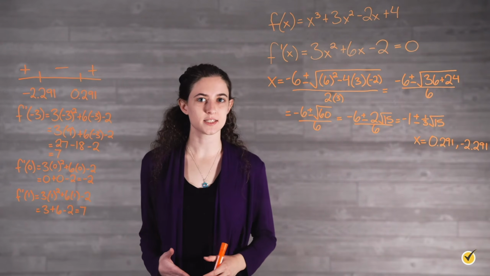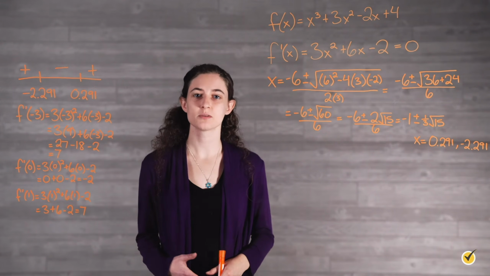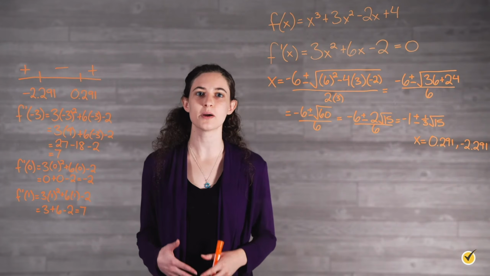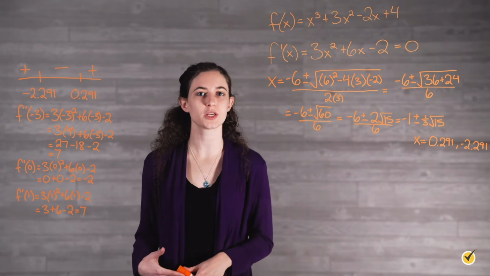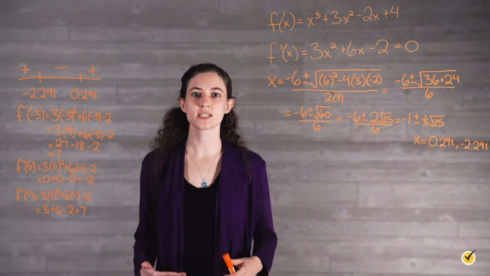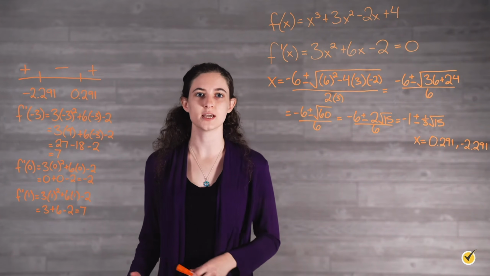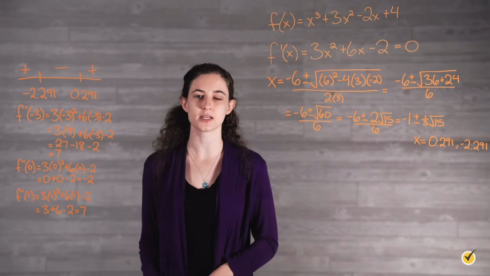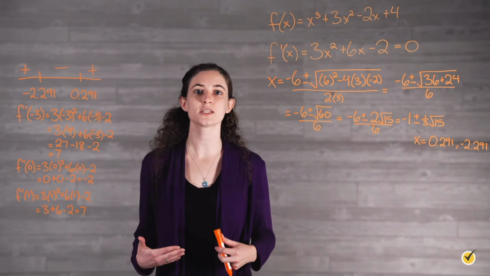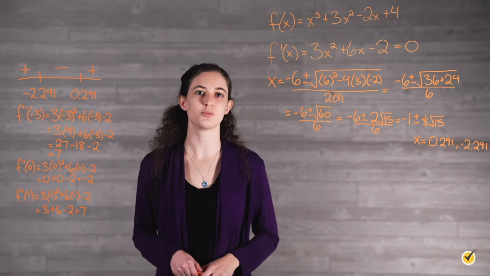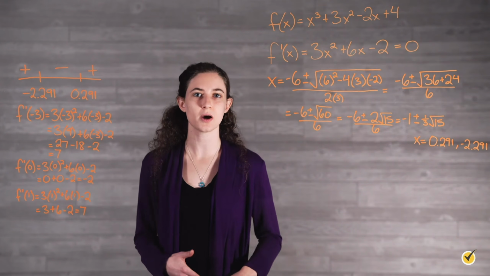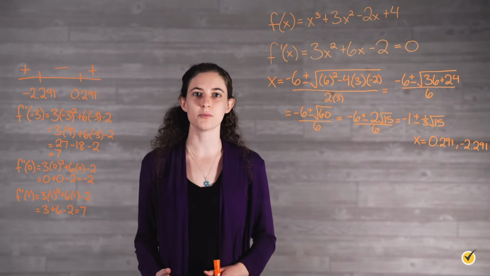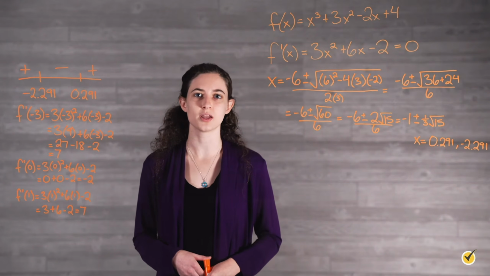This chart isn't necessary to perform the first derivative test, but it is helpful to visualize and remember what's going on with our graph. Remember, we are looking for points where the intervals change signs. For this example, it happens at both points. Negative 2.291 changes from positive to negative, so there's a relative maximum at x equals negative 2.291. And 0.291 changes from negative to positive, so there's a relative minimum at x equals 0.291.